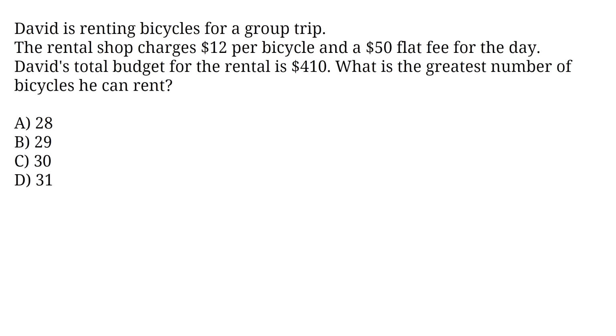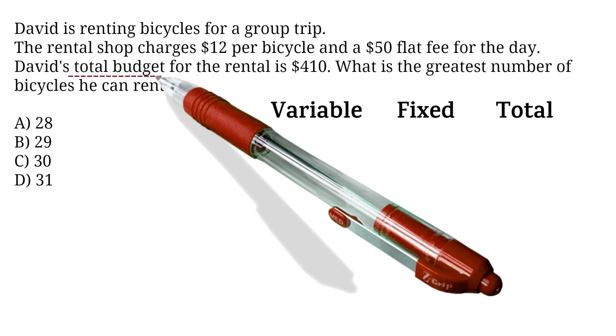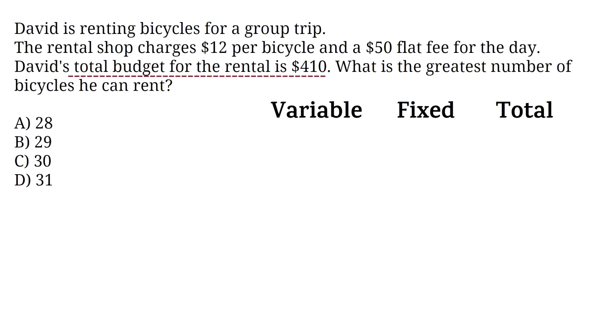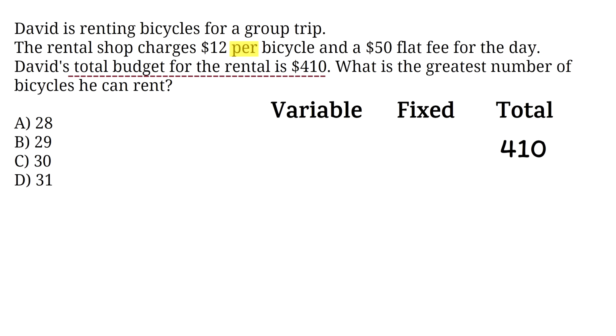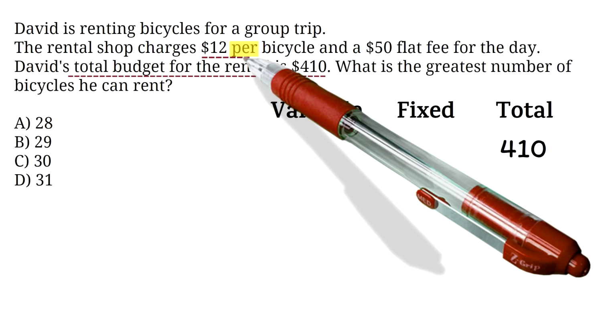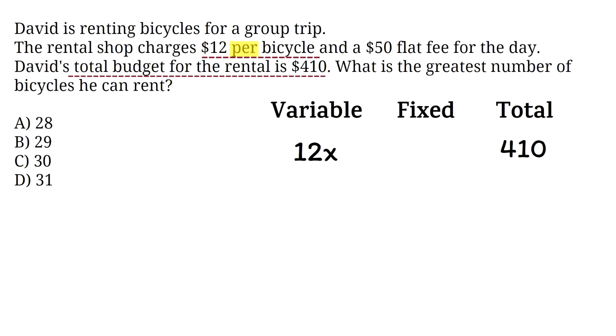We look at the four main kinds in our GED math course. This one is the most common kind. There are three values: the total, the variable or revolving, and the fixed. For this question, we are told the total is $410. The variable value is associated with words like per or anything that implies repetition. Example, daily or each, and so on. Here, this is $12 per bicycle, represented as 12x. The third value is your fixed value. Here, it is $50 flat fee. The greatest number of bicycles David can rent must be less than or equal to the total amount of money he has.